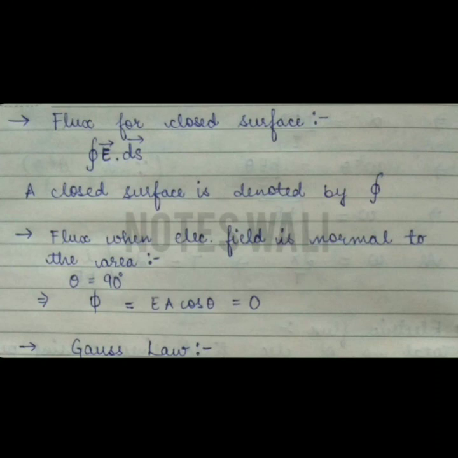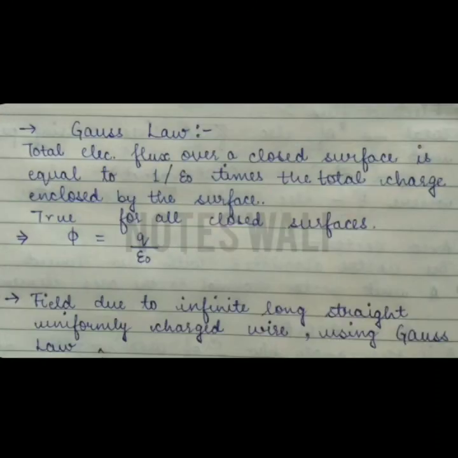Again, there are some special formulas for the flux, and now we are going to study a very important law from this chapter, that is Gauss law, which will reduce our calculations. Gauss law states that the total electric flux over a closed surface is equal to 1 by epsilon naught times the total charge enclosed by the surface, and this law is true for all closed surfaces. The mathematical expression is phi equal to q by epsilon naught.